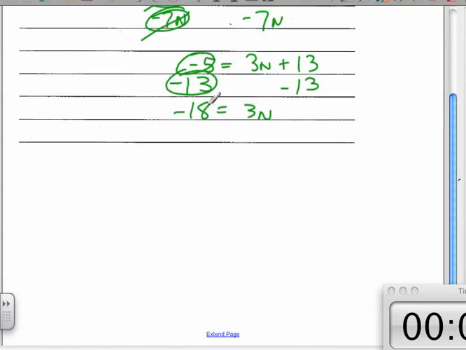Will K, I don't want to know what 3n is. I want to know what n is. So I need to divide both sides by 3 because they're being multiplied right now. So the 3's just cancel. I'm left with n is equal to negative 6. That's it. Done. Problem solved.